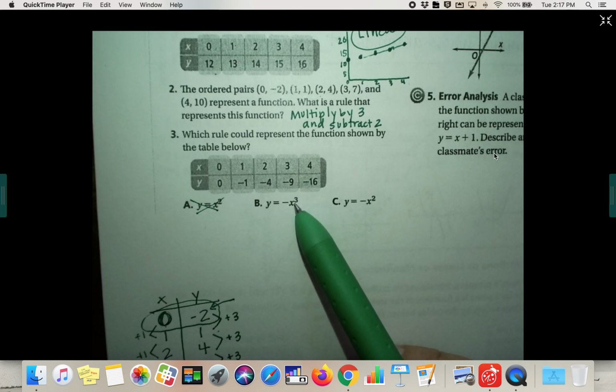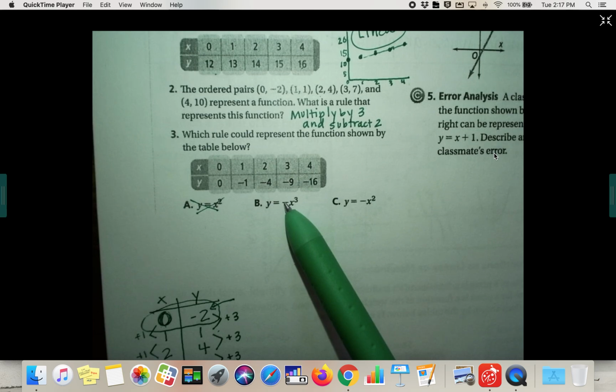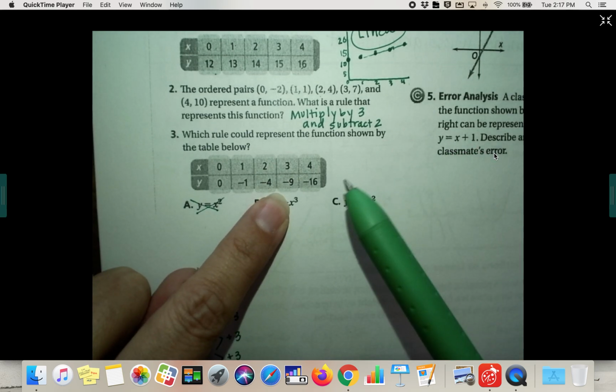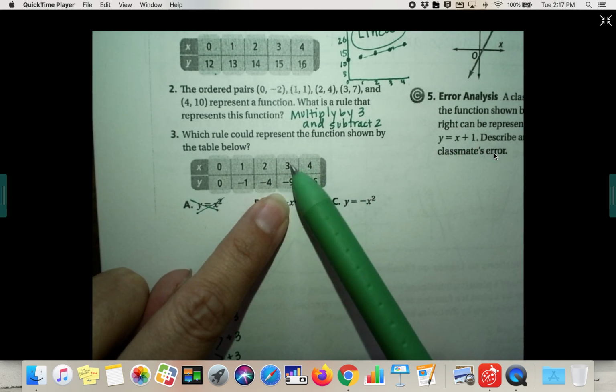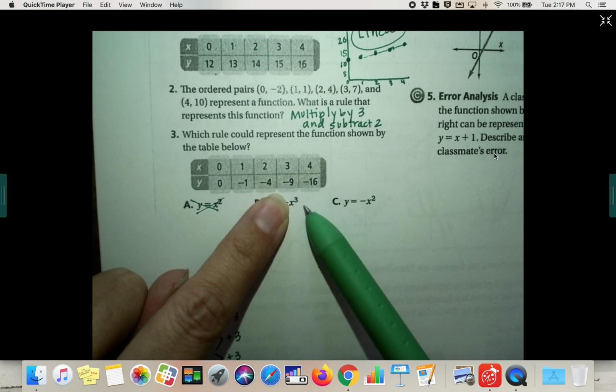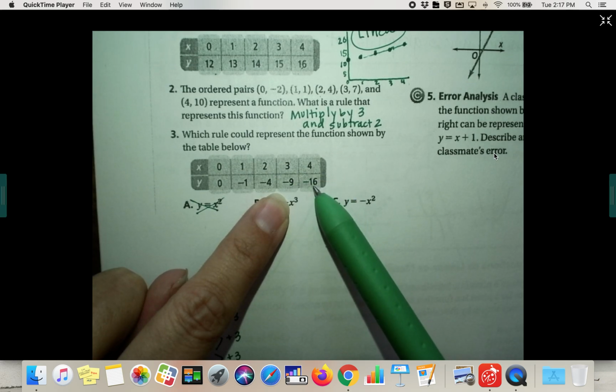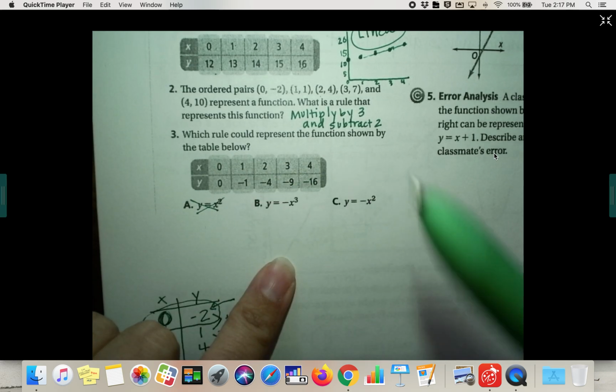So I can already tell you that's not going to work, because even forget the negative, just pretend the negative's not even there. This isn't going to work because 3 times 3 times 3 is 27. So anything to the third power is going to be bigger than the numbers they have down here.